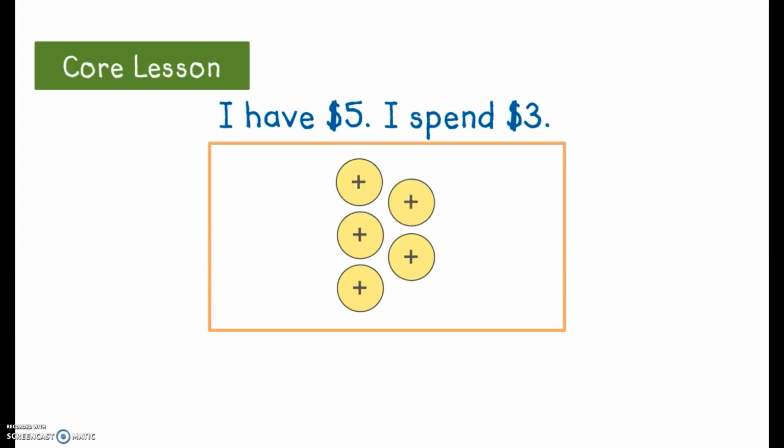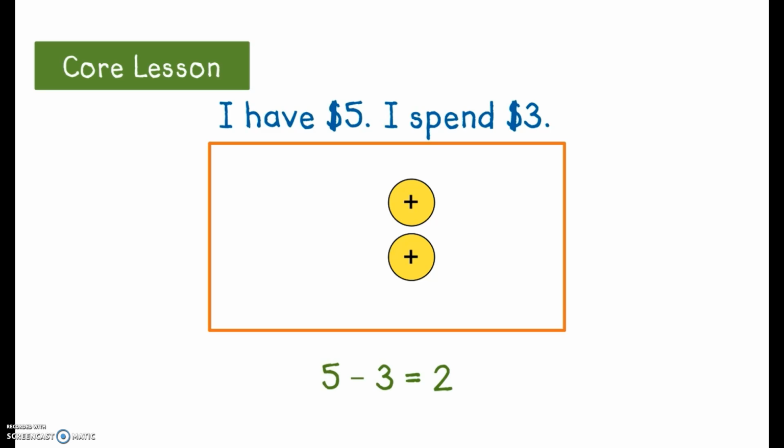Let's look at some examples. I have $5, I spend $3. I have a value of +5. When I spend $3, I remove 3 positive chips. 5 minus 3 equals 2. I have $2 left.